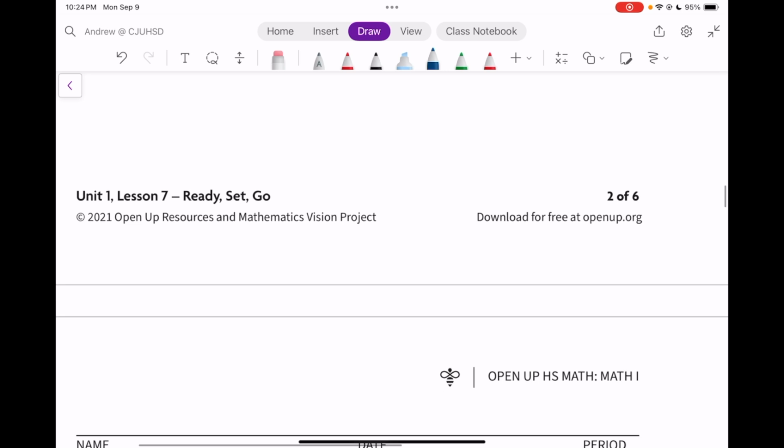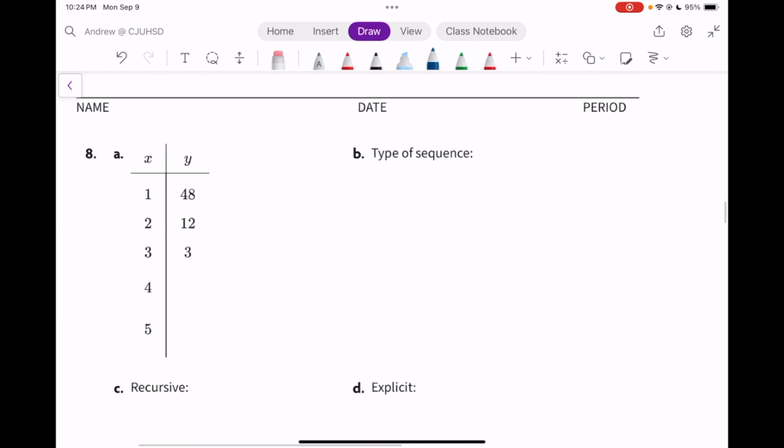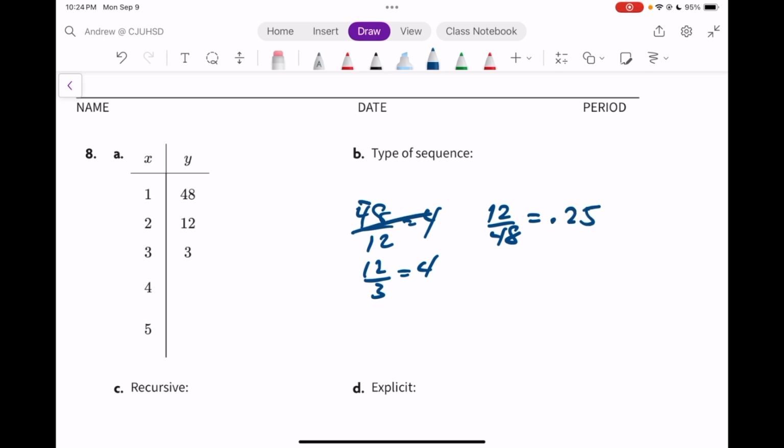And let's see, number 8, I think. Yeah. This one's decreasing. Let's see, from 48 to 12, that's more than 12 to 3, so it's probably geometric. Let's check. 48 divided by 12 is 4. Yep. And 12 divided by 3 is also 4. So this is going down by a quarter each time. I'm sorry, I did that upside down, didn't I? That's 12 divided by 48. And we should be writing a quarter. So cross that out. And 3 divided by 12 is a quarter.